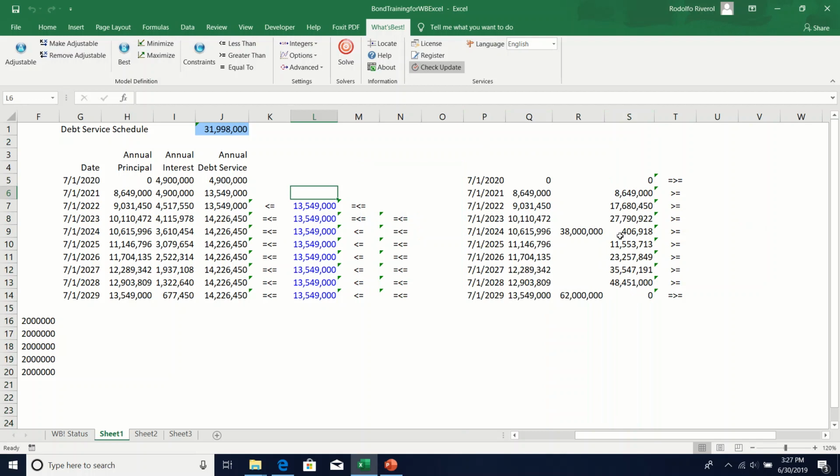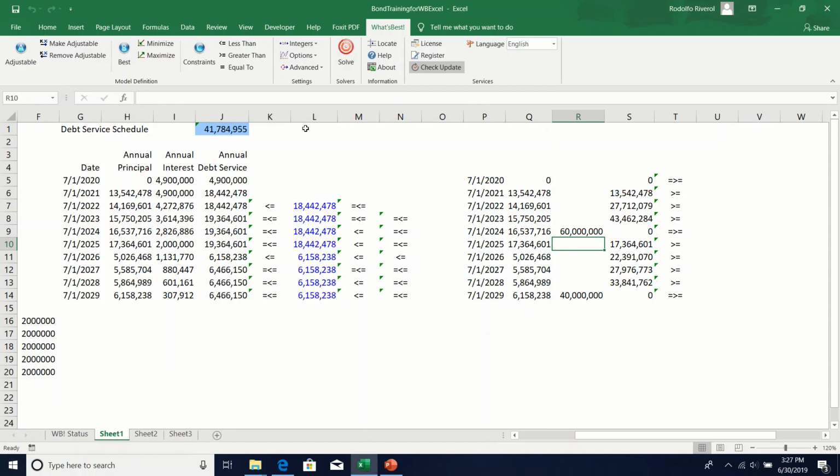And let's just assume something for the PPUs. Okay. Let's assume 60 million. And we see that this is what we're getting. We're getting 41.7 million with 60 million. So it's considerably higher.